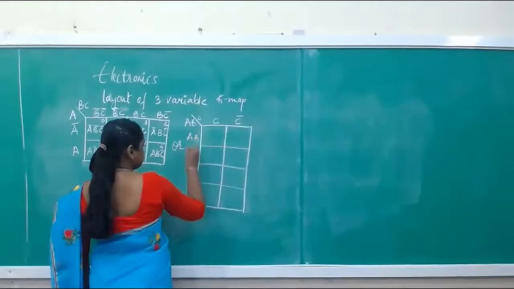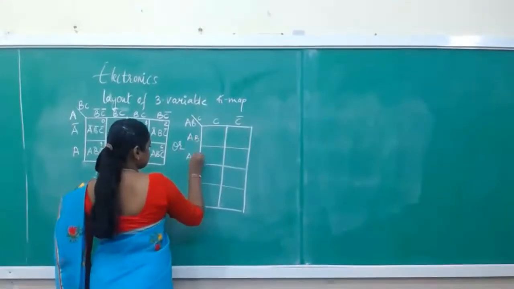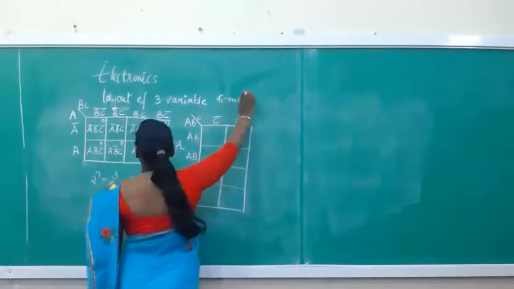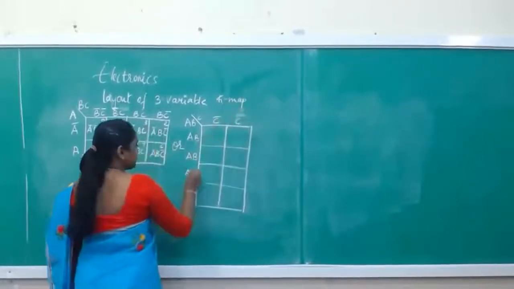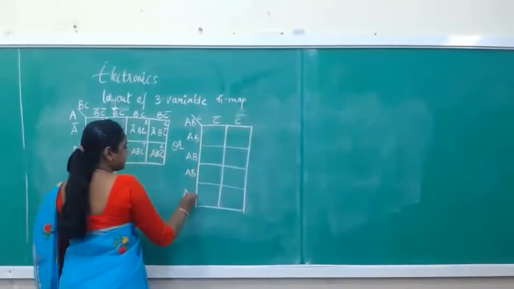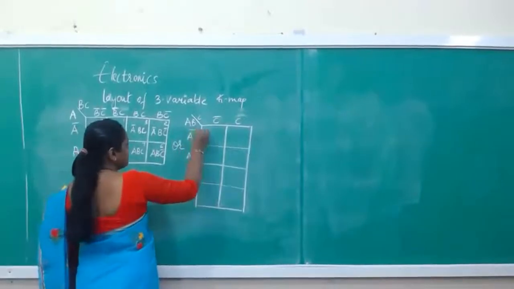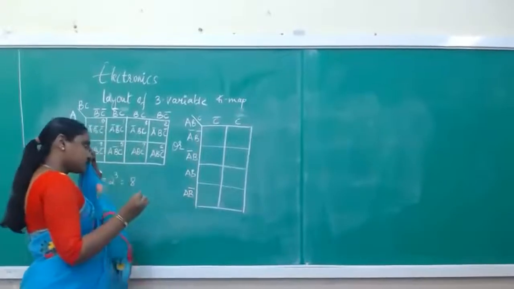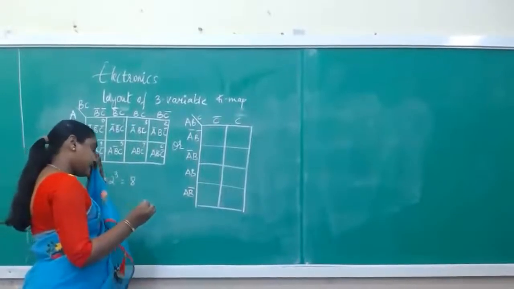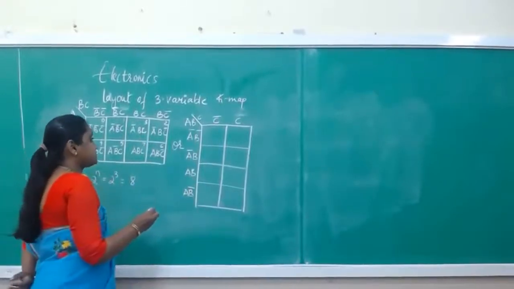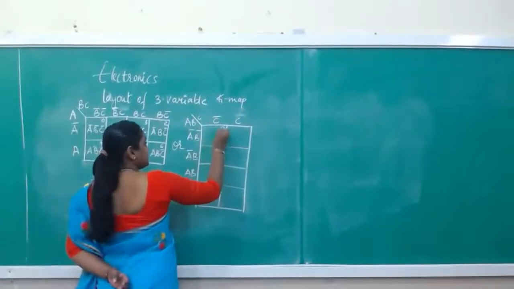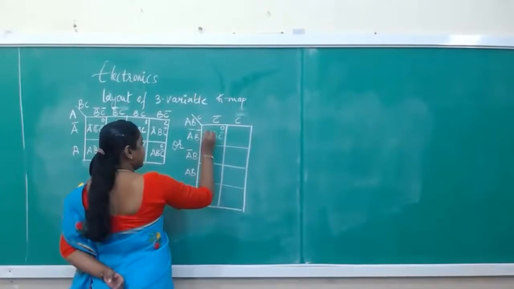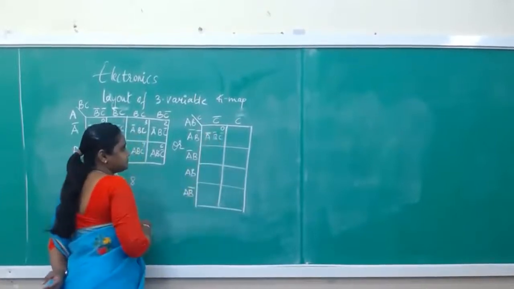Here, this is C bar and C. First C bar and then C, and A. 0 0, 0 1, 1 1, 1 0. Okay, 0 0, 0 1, 1 1 and 1 0. This is 0, that takes 0 0 0, that means A bar, B bar, C bar.